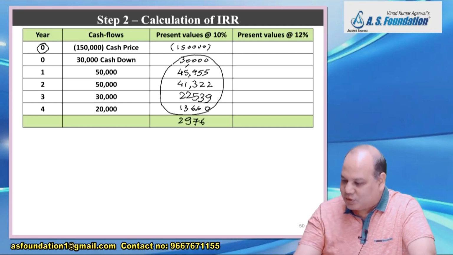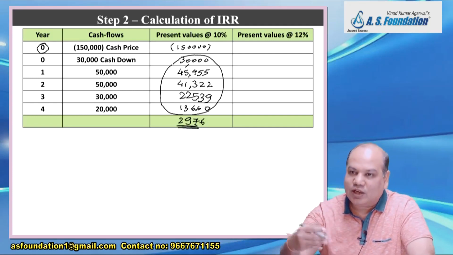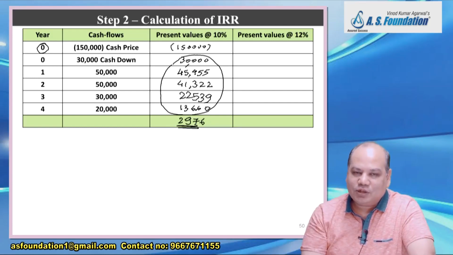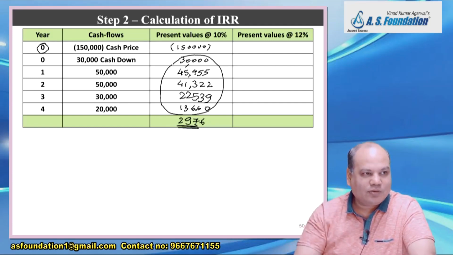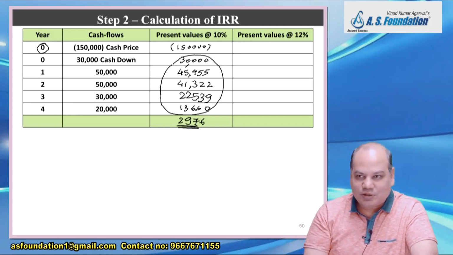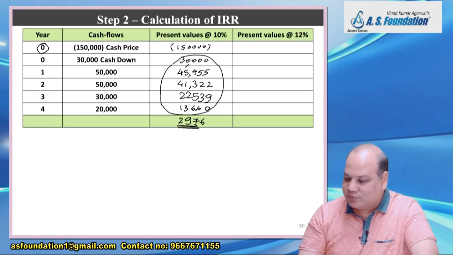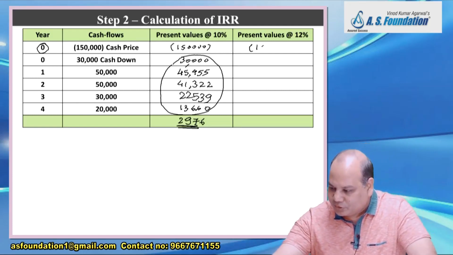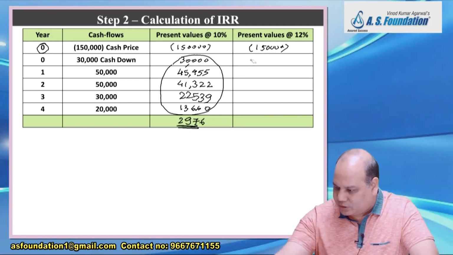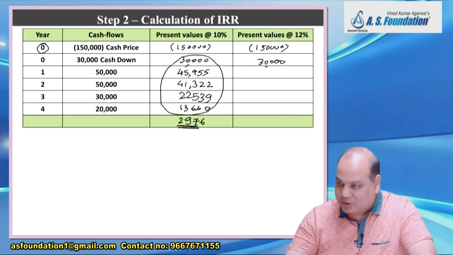That means if it is positive, I will have to take a higher discount rate, because if you take a higher discount rate, the present value will fall. So now let us try with 12%. First two figures again copy as they are. Discount rate will not affect year 0 figures. Year 0 will remain the same.